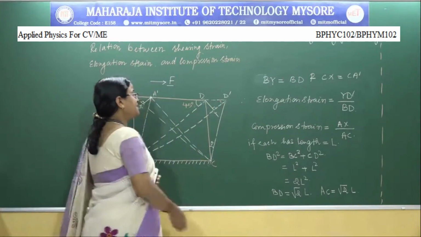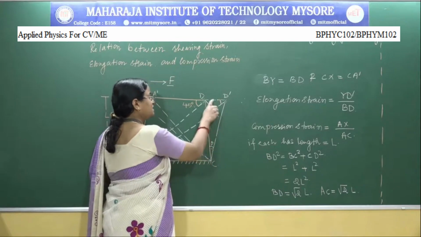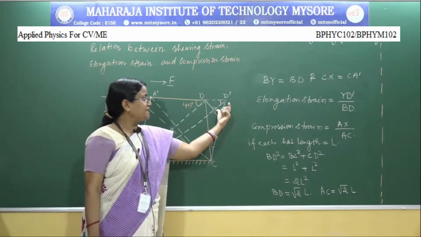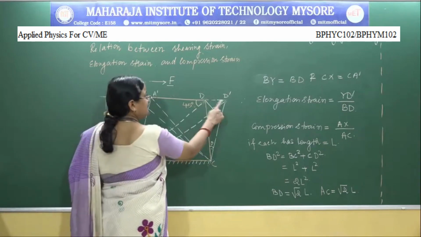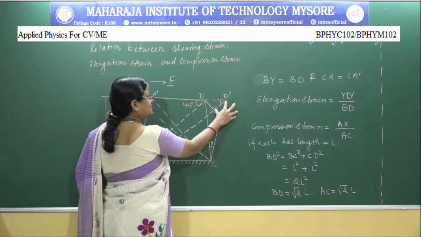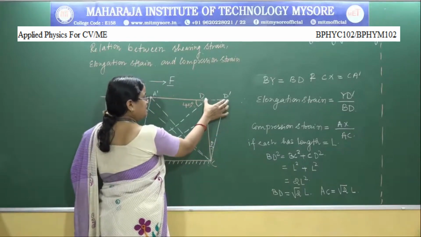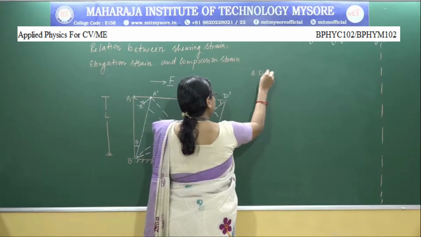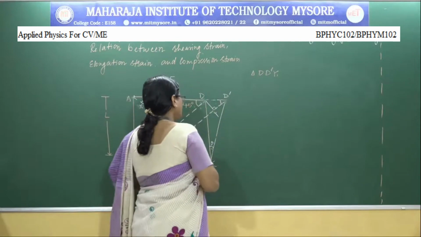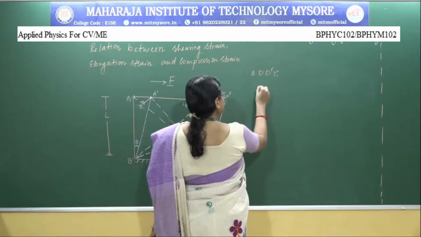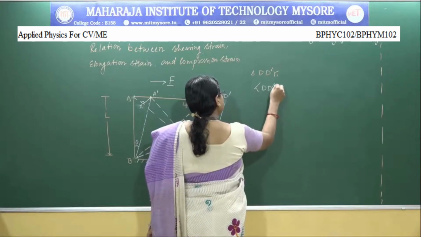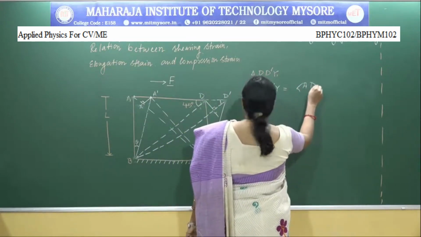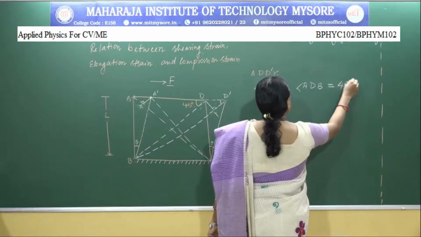So this angle DD dash Y, as theta is very small, we can consider it to be 45 degree, and we can find the change YD dash. In triangle DD dash Y, we can consider YD dash is the base, DY is the perpendicular, and DD dash is the hypotenuse. So now in triangle DD dash Y, this angle D dash will be equal to angle ADB, and that is equal to 45 degree.